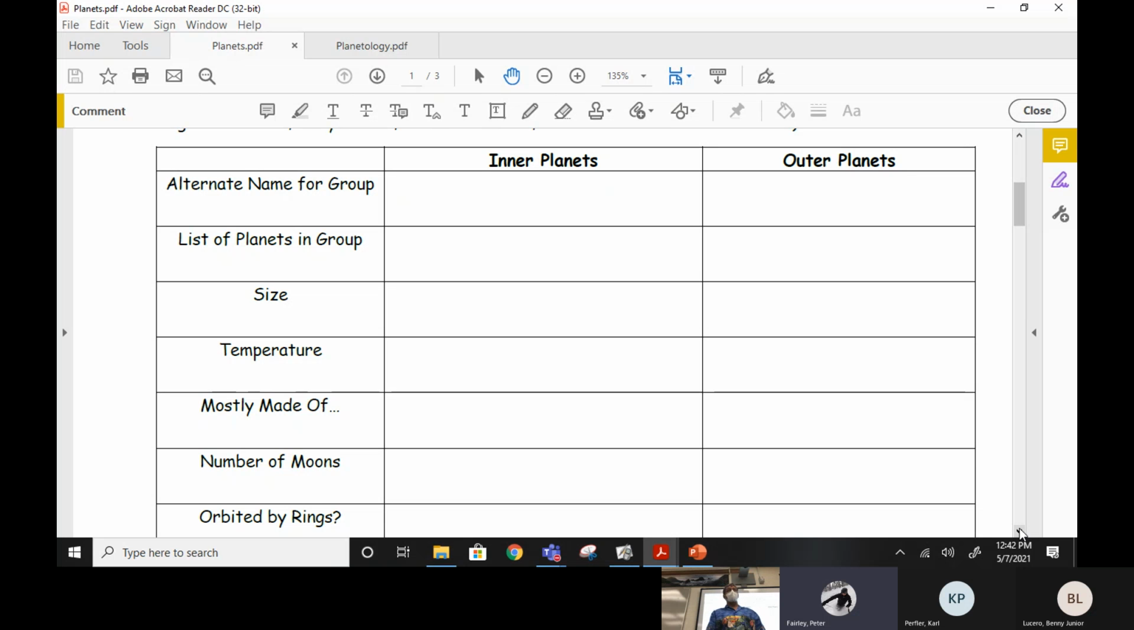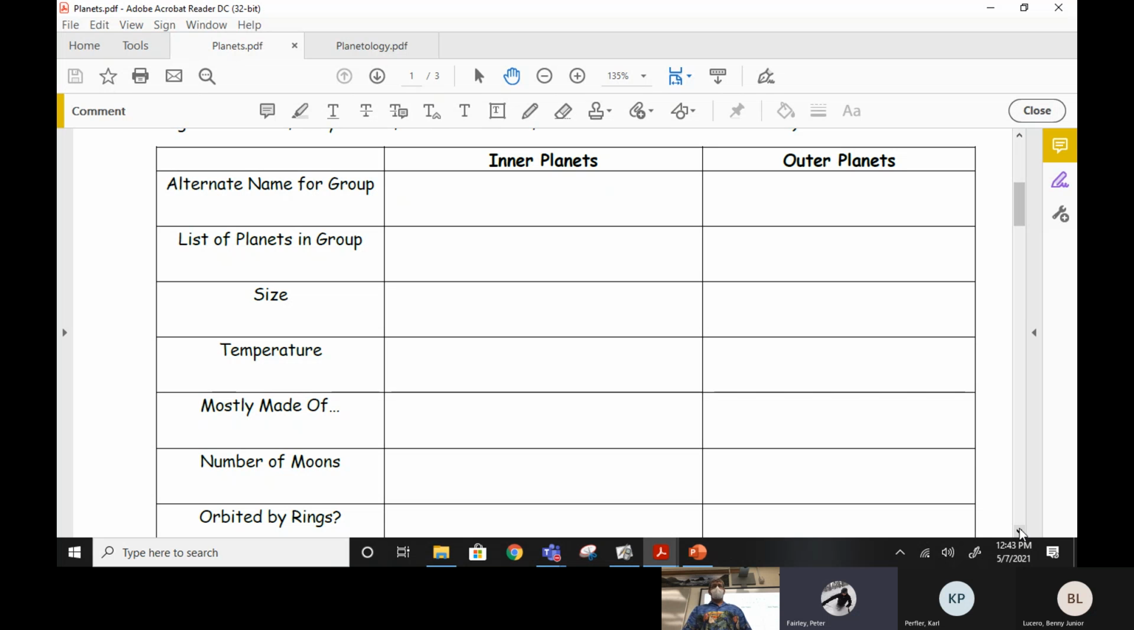So the inner planets are also called the rocky planets. Actually, they have 2 different names. Rocky planets is one, and the other is the terrestrial planets, because they're like Earth. Terra means Earth, so terrestrial means related to the Earth. Meanwhile, the outer planets are known as the gas giants. And then each of these 2 groups includes 4 planets.